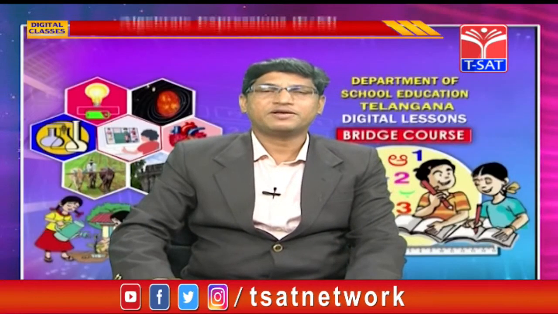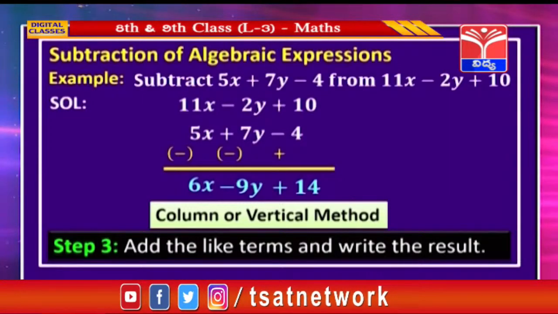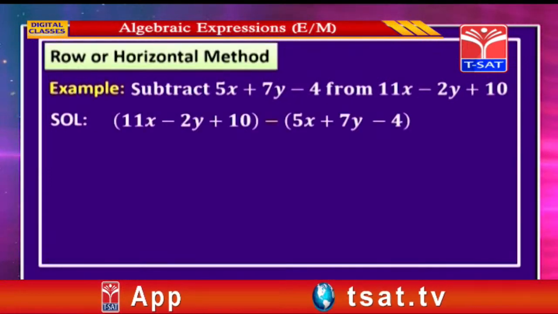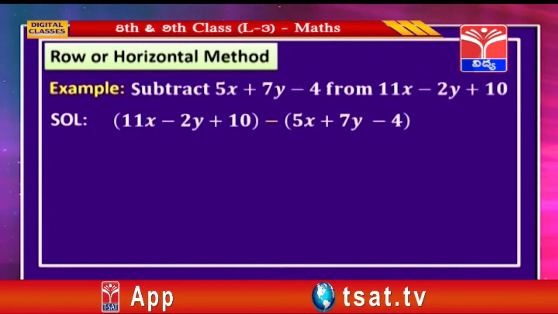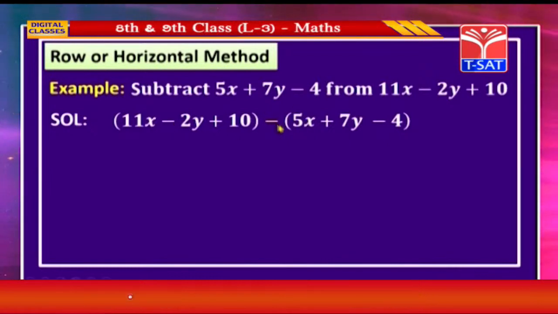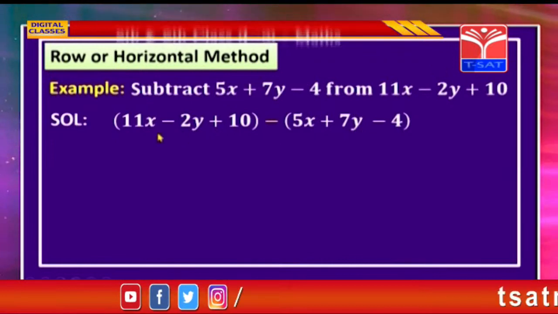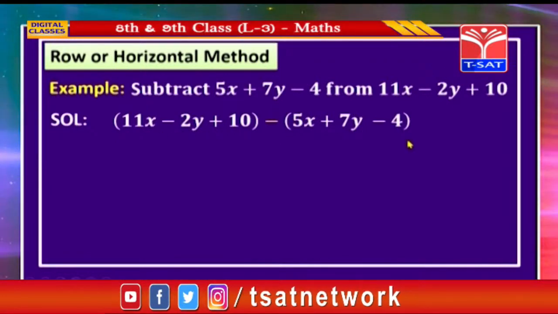Now this method we have already seen. We call it the column or vertical method, isn't it, children? Now we can do the same in the horizontal or row method. Let us see that also. Now write the expressions as shown, separated by a minus sign. So from this we are subtracting this expression. Don't forget to write the brackets, children, it's very important.